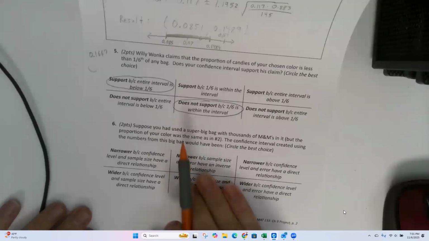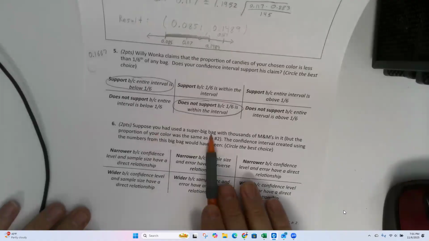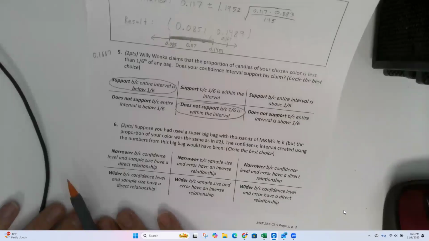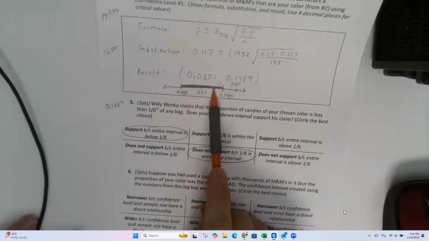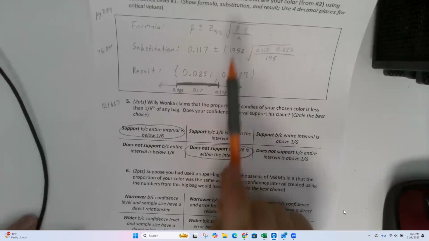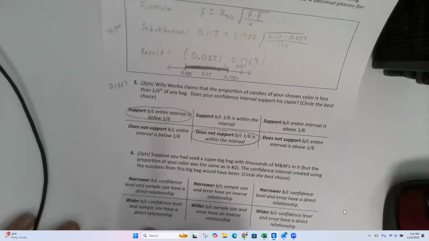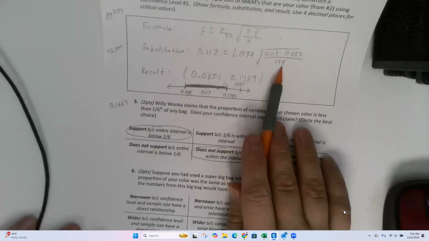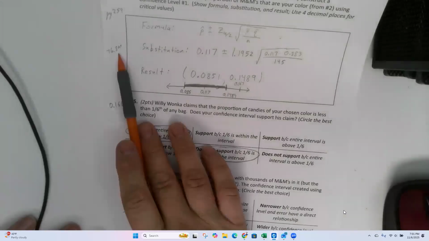Now, suppose that we had used a much bigger bag with thousands of M&Ms. Ivana, your 1/6 was in that range. What was your N value? How many M&Ms did you have? 146. So you were right around mine. What was your confidence level? Mine was 76%. What was yours?